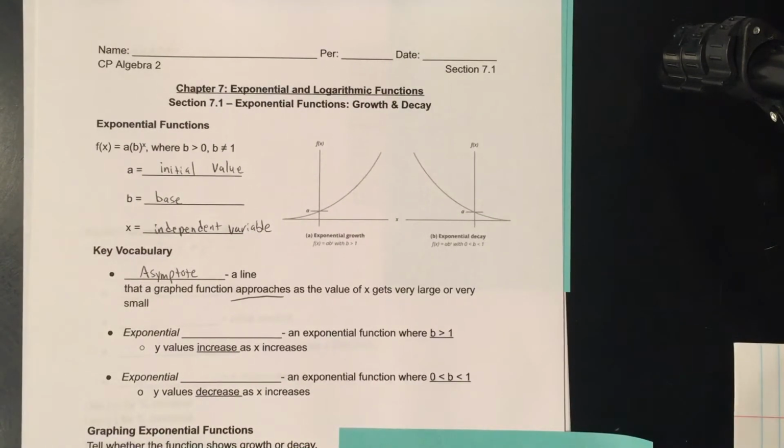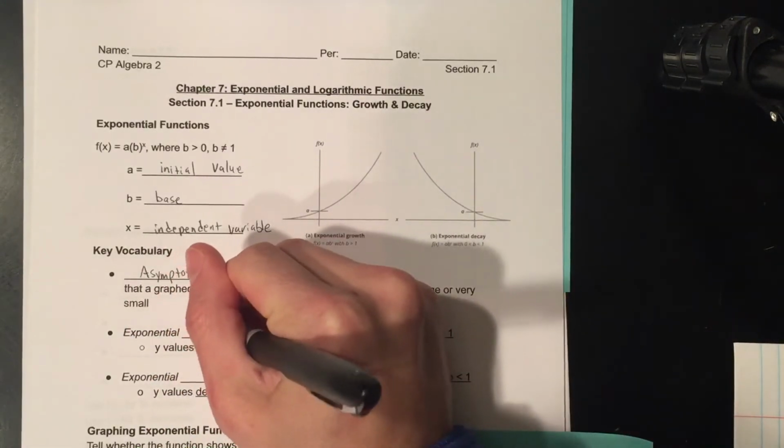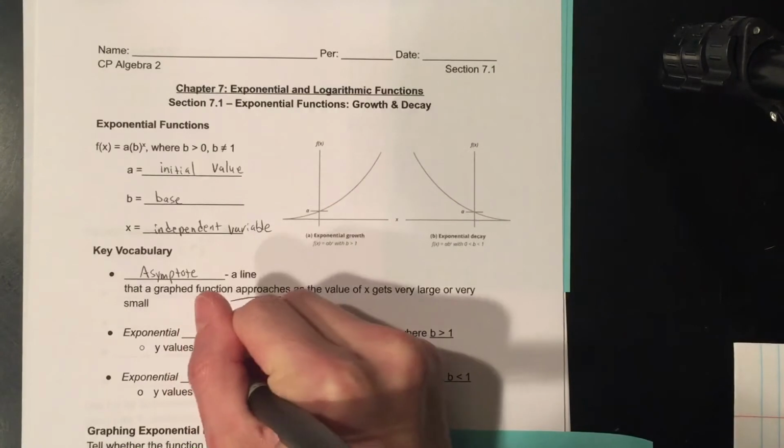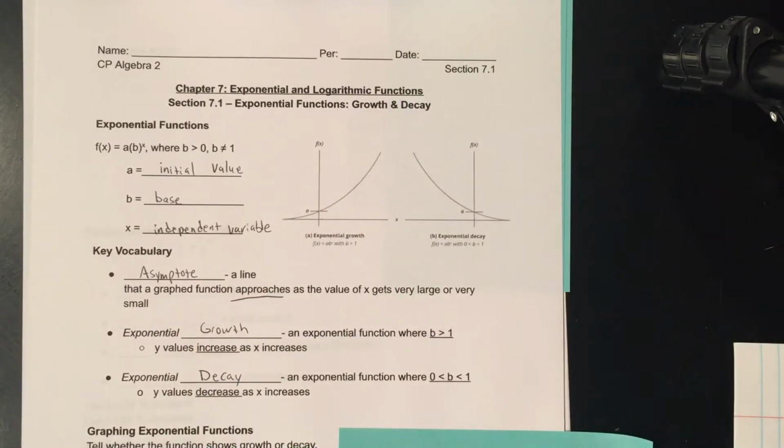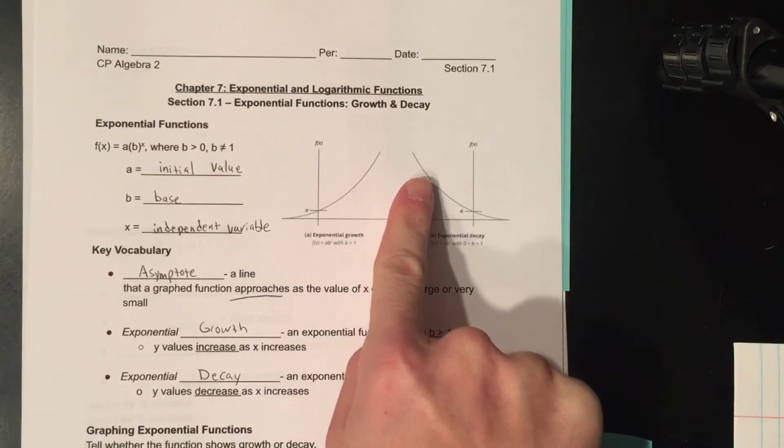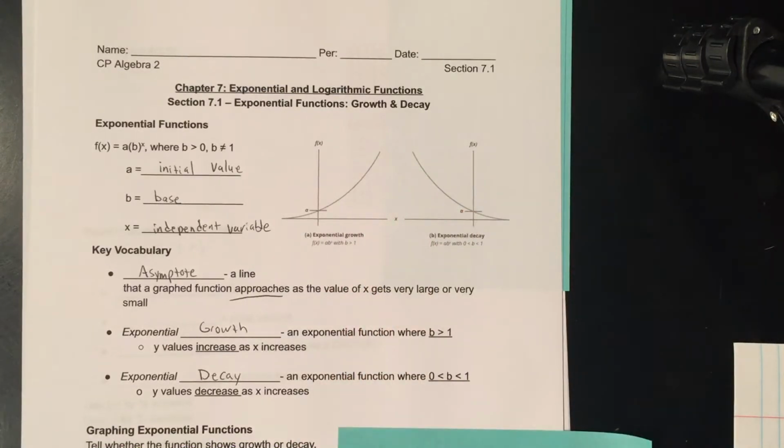There are two types of exponential functions that we're going to study right now: exponential growth and exponential decay. In exponential growth, the b value, the base, is a number that's greater than 1, and as the x values go up, the y values go up. In decay, the base value is in between 0 and 1, so it's a fractional amount. That indicates that as my x values go out and out, my y values are decreasing: exponential decay.